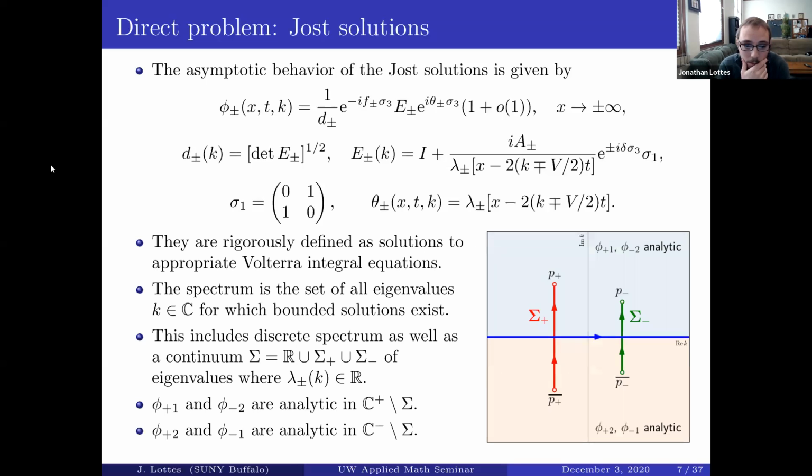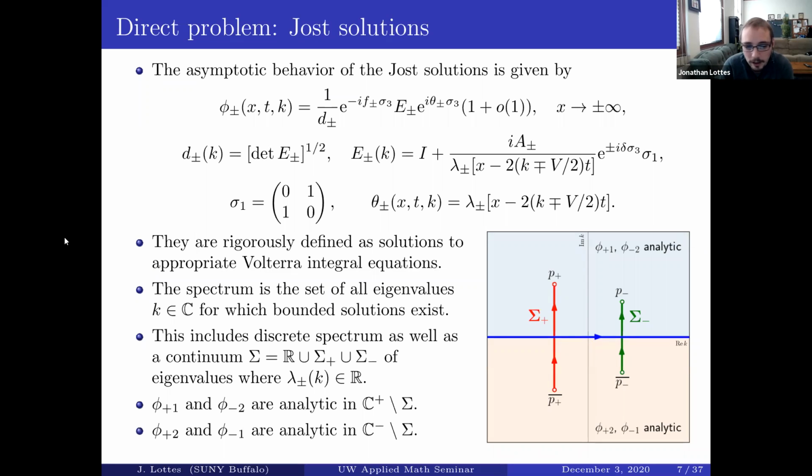Okay, so as a standard, we can make this definition rigorous using Volterra integral equations and looking at a Neumann series. The spectrum is going to be the set of all k for which we have bounded solutions. This is going to include a discrete spectrum, which again we'll talk about as we go forward. And in addition, we have a continuous spectrum that consists of the entire real line plus the two branch cuts. These are the places where lambda plus and lambda minus are respectively real.